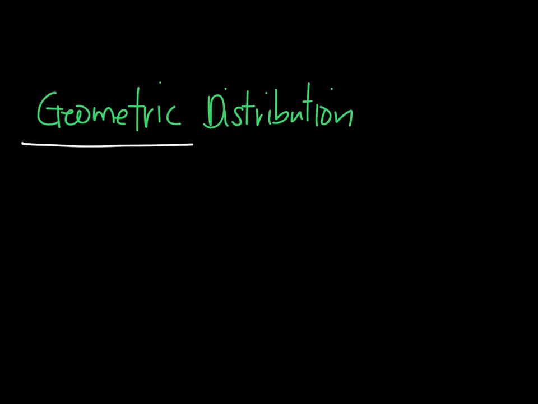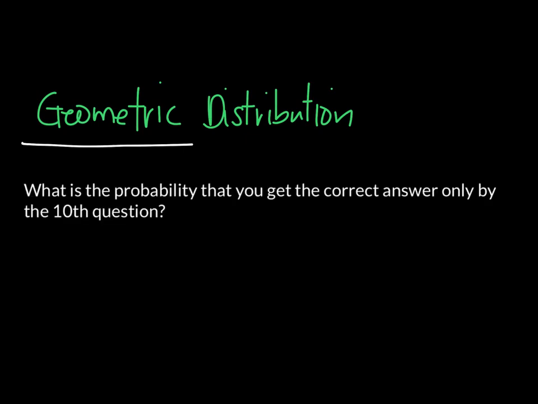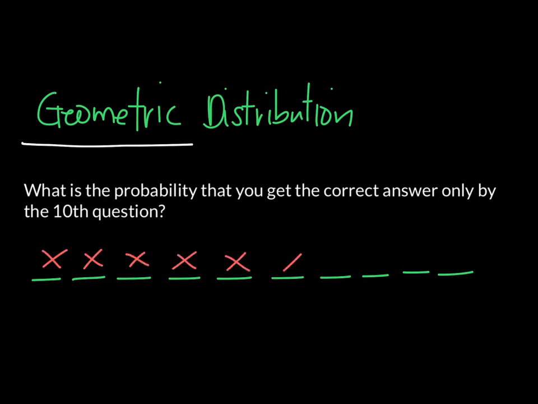very first success. So let's say you are still answering the 20 multiple choice items, but the goal now is: what is the probability that you get the correct answer only by the 10th question. So that means if we have 1, 2, 3, 4, 5, 6, 7, 8, 9, 10, all the first 9 questions are wrong, and you only get the correct answer by the 10th question and not in any other item.